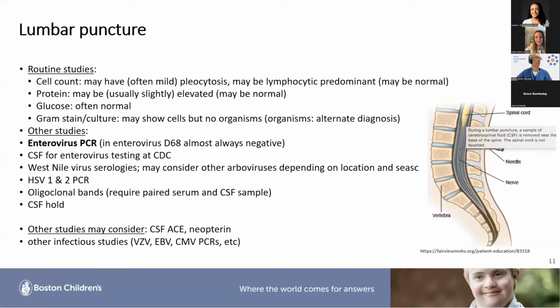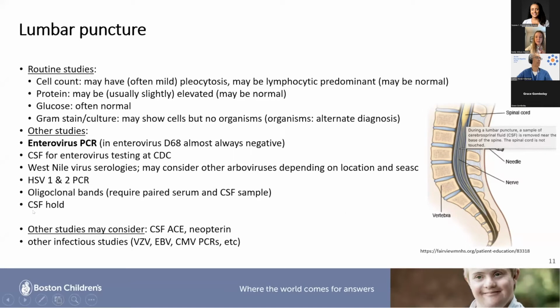And then other causes of acute flaccid paralysis. So West Nile virus serologies in the US. And you may consider other arboviruses, which can also be associated with myelitis, depending on the geographic location and the season. HSV 1 and 2 PCR, less common cause of myelitis, but important to rule out in terms of when thinking about your treatment. Oligoclonal bands from the serum and the CSF, given that demyelinating presentations are a consideration, and then a CSF hold for thinking about additional studies.